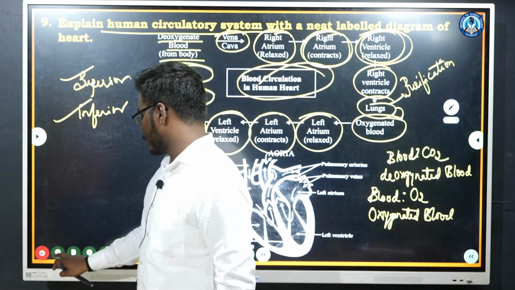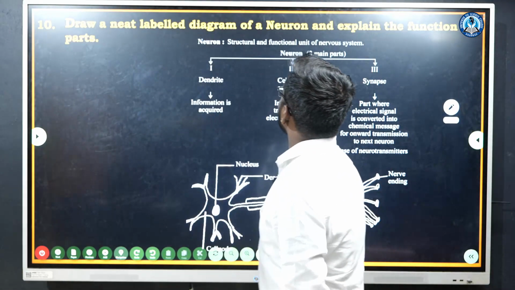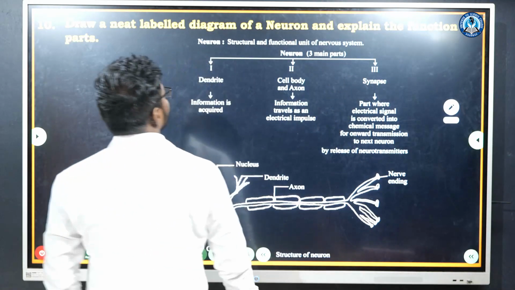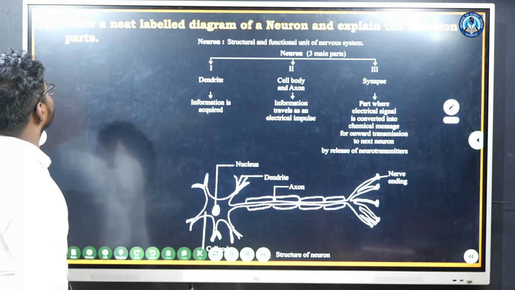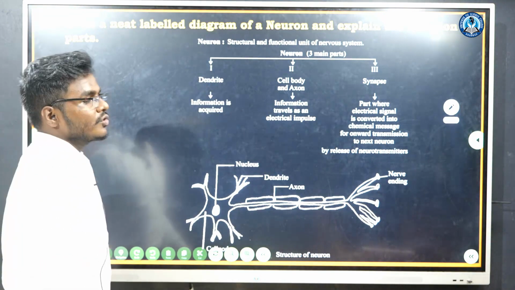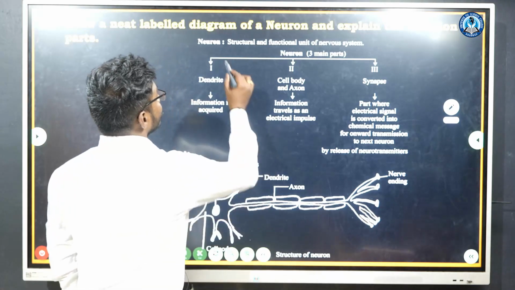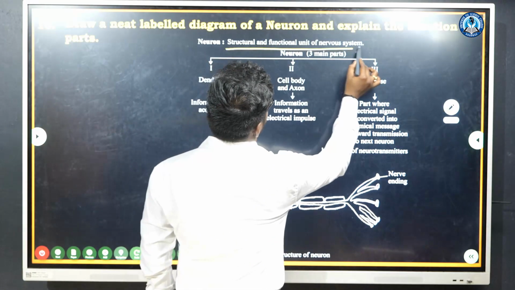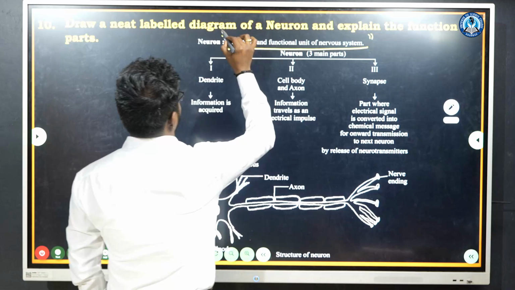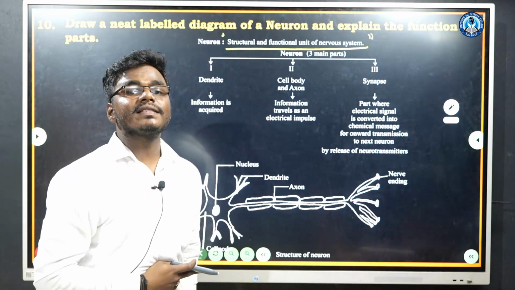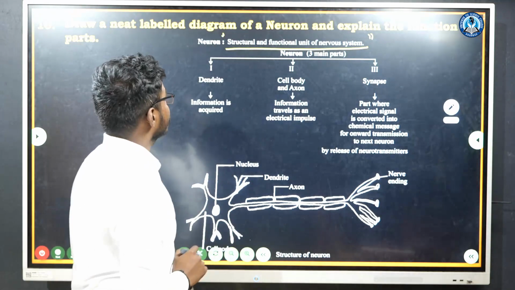So moving on to the next question. Draw a neat labeled diagram of a neuron and explain the functions of its parts. So what is a neuron? A neuron is the structural and functional unit of the nervous system. It is the basic unit of the nervous system.